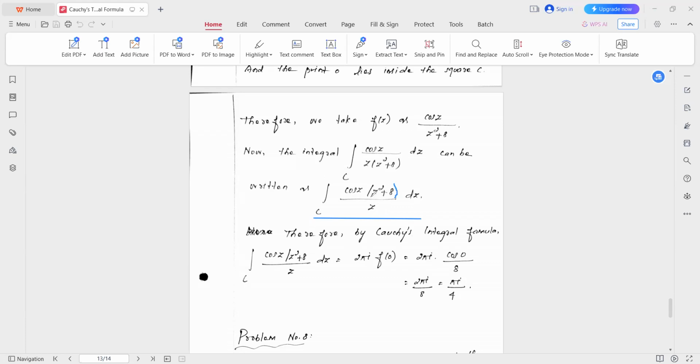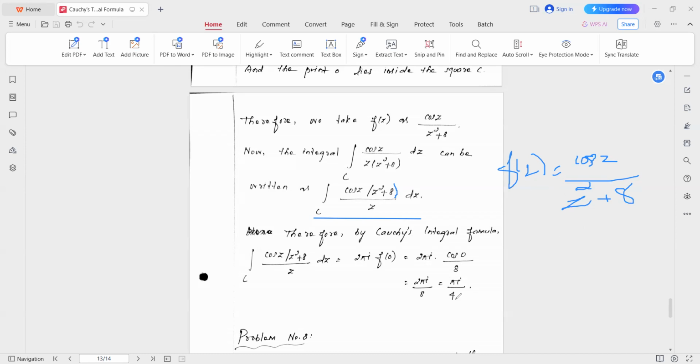Therefore, by Cauchy's integral formula, because the point 0 lies inside the square, where the analyticity fails, by taking z square plus 8 into the numerator part, we can use Cauchy's integral formula for the point 0. So the integral over C of cos z by z square plus 8 into dz is equal to 2 pi i into f of 0, where f of z is equal to cos z by z square plus 8. Substitute 0 in the place of z. f of 0 becomes cos 0 by 0 plus 8. The value of cos 0 is 1, therefore 1 by 8. So 2 pi i into 1 by 8 is equal to pi i by 4.